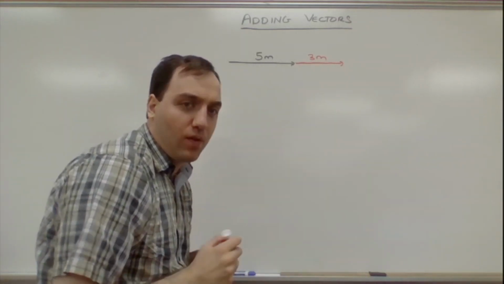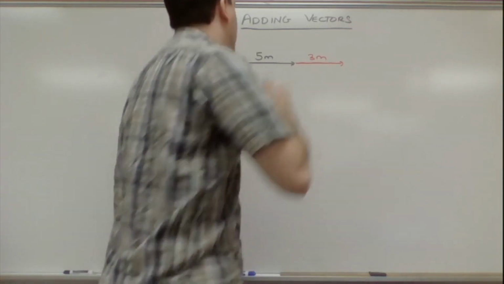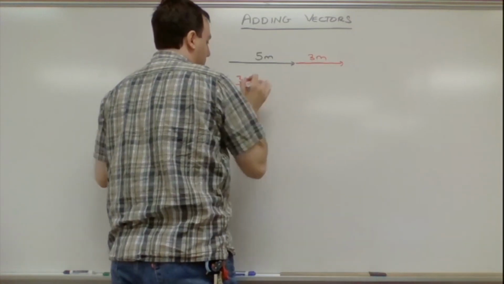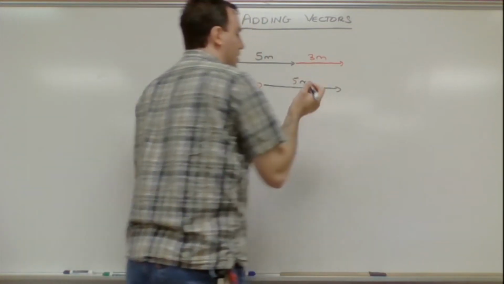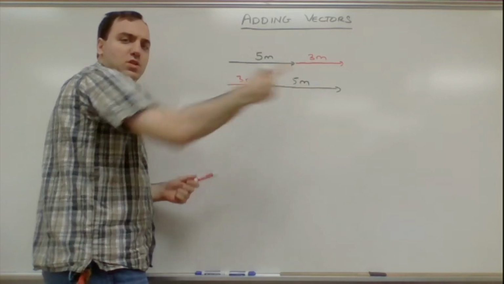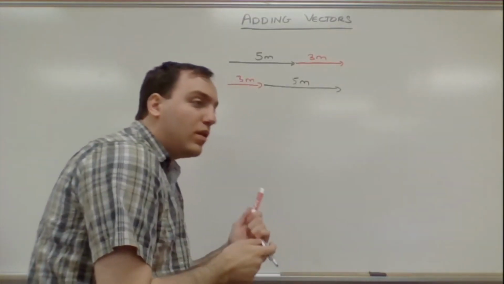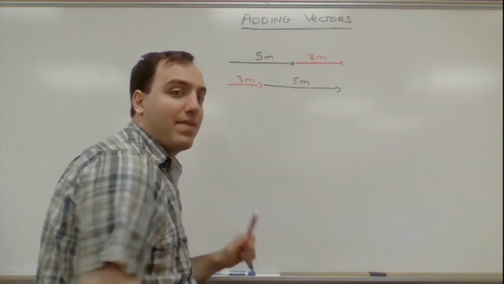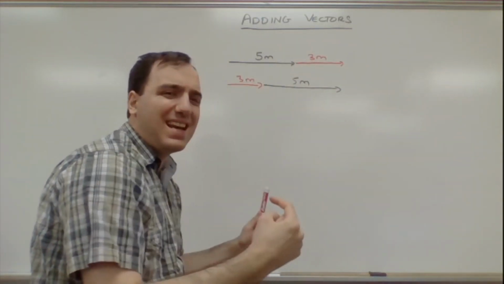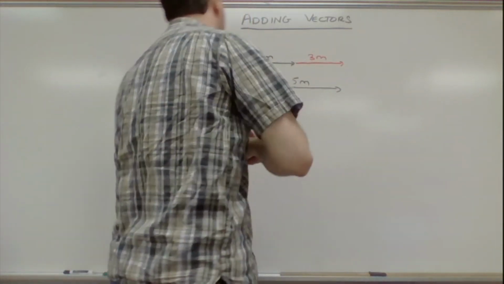But let's go a step further. What if we flip the order? What if we have 3 and 5? Still 8. Still adds up. Awesome. Easy peasy. So if they're going in the same direction, we can add them. That's not a problem. If they're going in opposite directions, let's see how that goes.